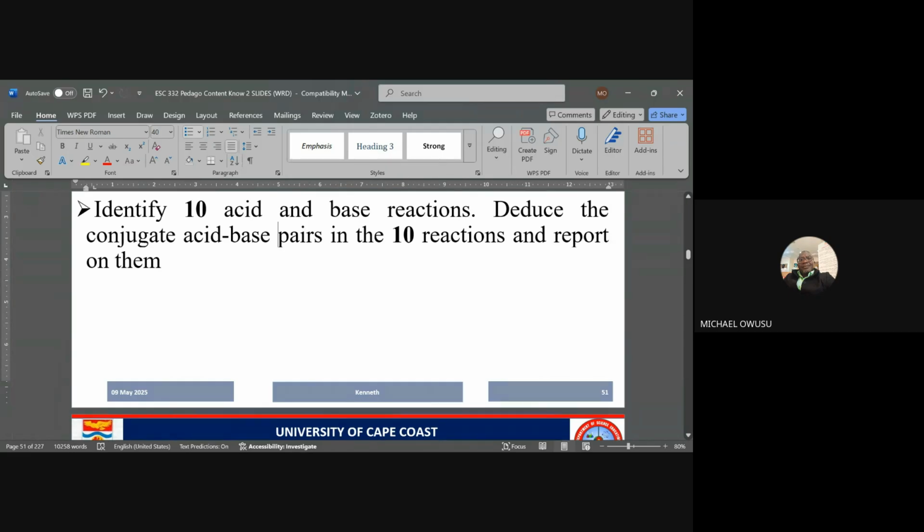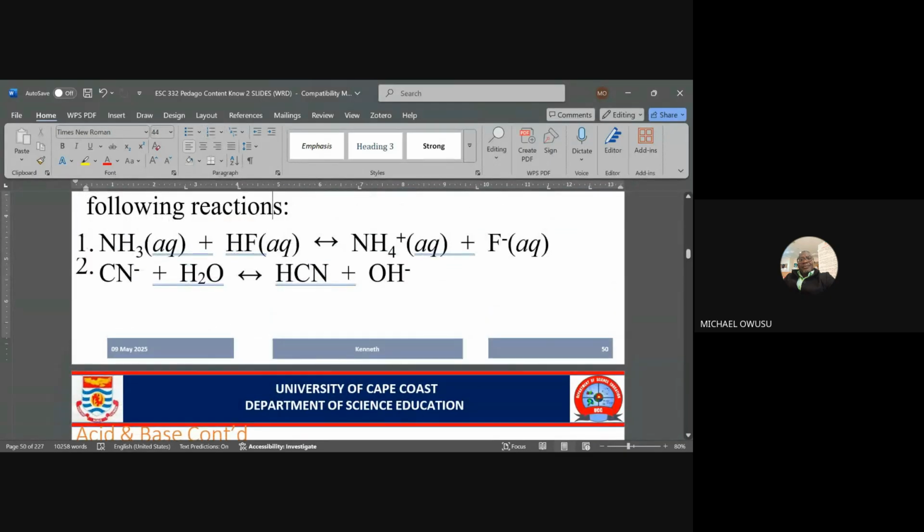Then after that, you report on them. Report on them by saying, for instance, ammonia has accepted a proton to become ammonium. Hence, ammonia being a base has its conjugate acid as ammonium ion. Then HF, which is an acid, has donated a proton to become F minus. Hence, HF is an acid, and then F minus is its conjugate base. That is the report we are talking about.